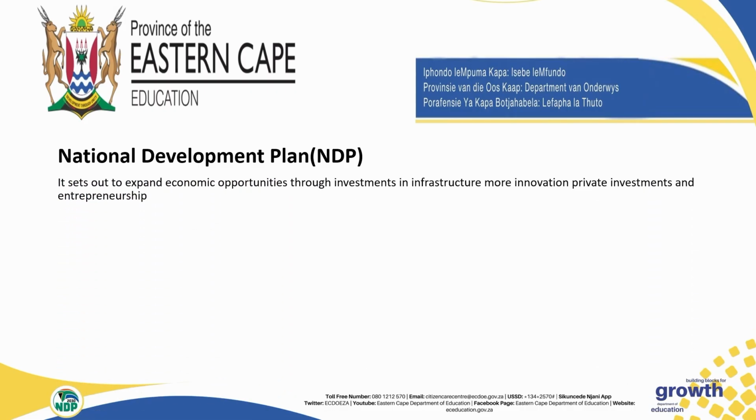This one is set out to expand economic opportunities through investment in infrastructure, more innovation, private investment, and entrepreneurship. So this one creates job opportunities, of course, but their focus now is to invest in infrastructure. So if we are investing in infrastructure, in the process of the infrastructure program, people will get employed. If ever we are building hospitals, people are going to be employed. If ever we are constructing a road, bridge, etc., people will get employed in that process.